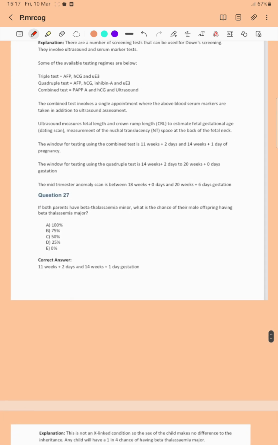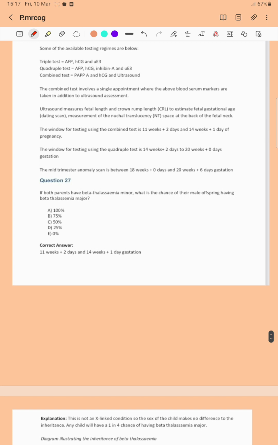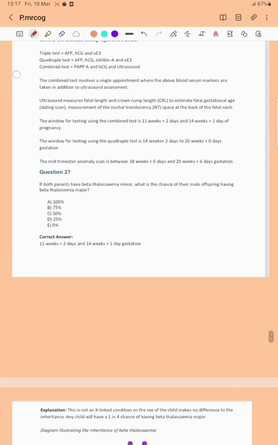The combined test involves a single appointment where blood serum markers are taken in addition to the ultrasound assessment. Ultrasound measurements include the fetal crown-rump length to estimate the fetal gestational age, and measurement of the nuchal translucency, the space at the back of the fetal neck.